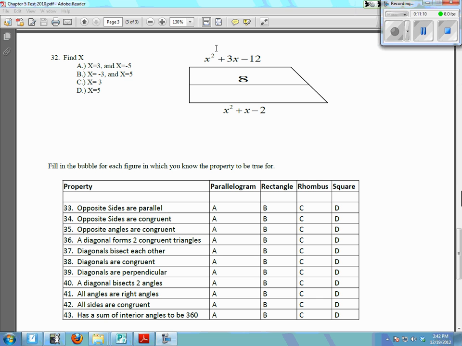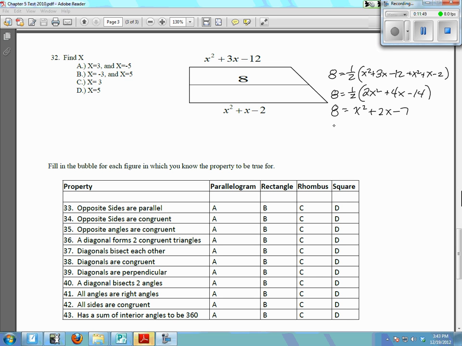Here we have a trapezoid, so I know that the mid-segment 8 is equal to half the sum of the two bases, so I get x squared plus 3x minus 12 plus x squared plus x minus 2. I got 8 is equal to half of, it's going to be 2x squared. I'm going to have 3x plus x is 4x, and then negative 12 minus 2 is negative 14. So that's nice because now I'm going to distribute my 1/2 through. I get 8 is equal to x squared plus 2x minus 7.